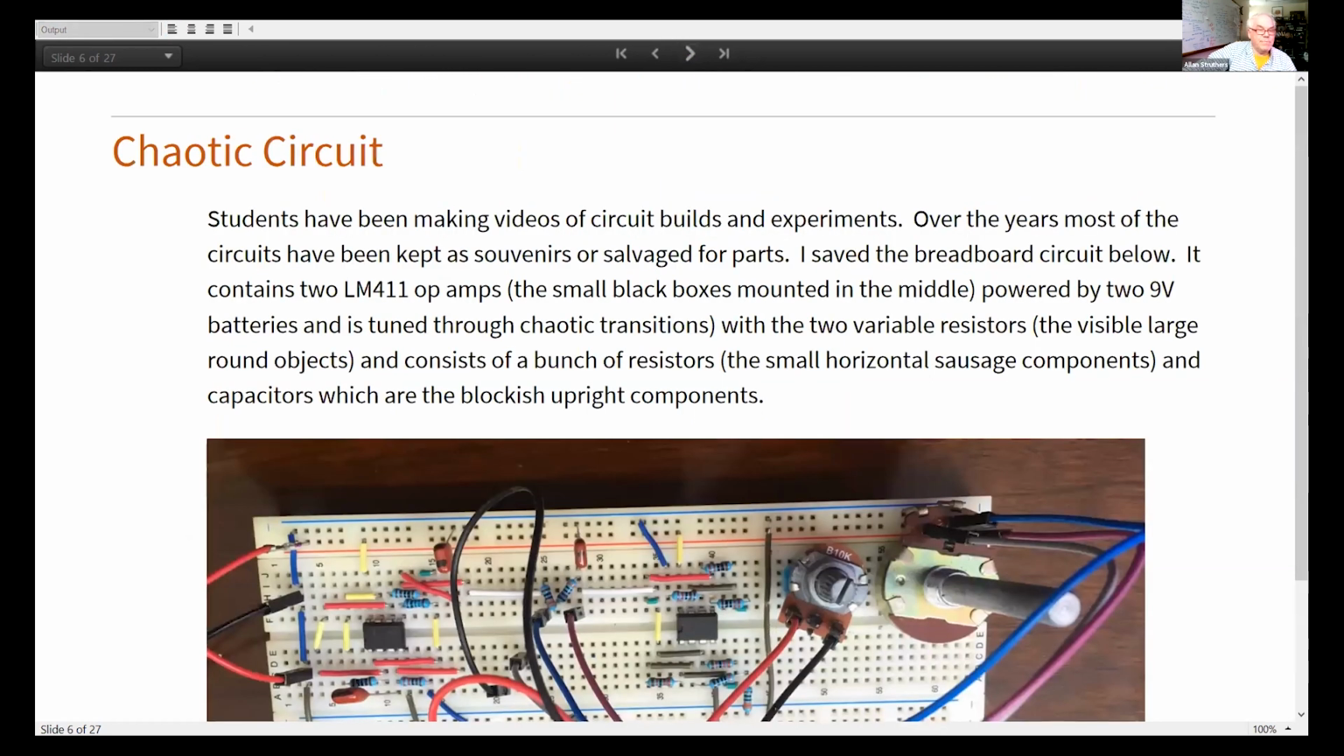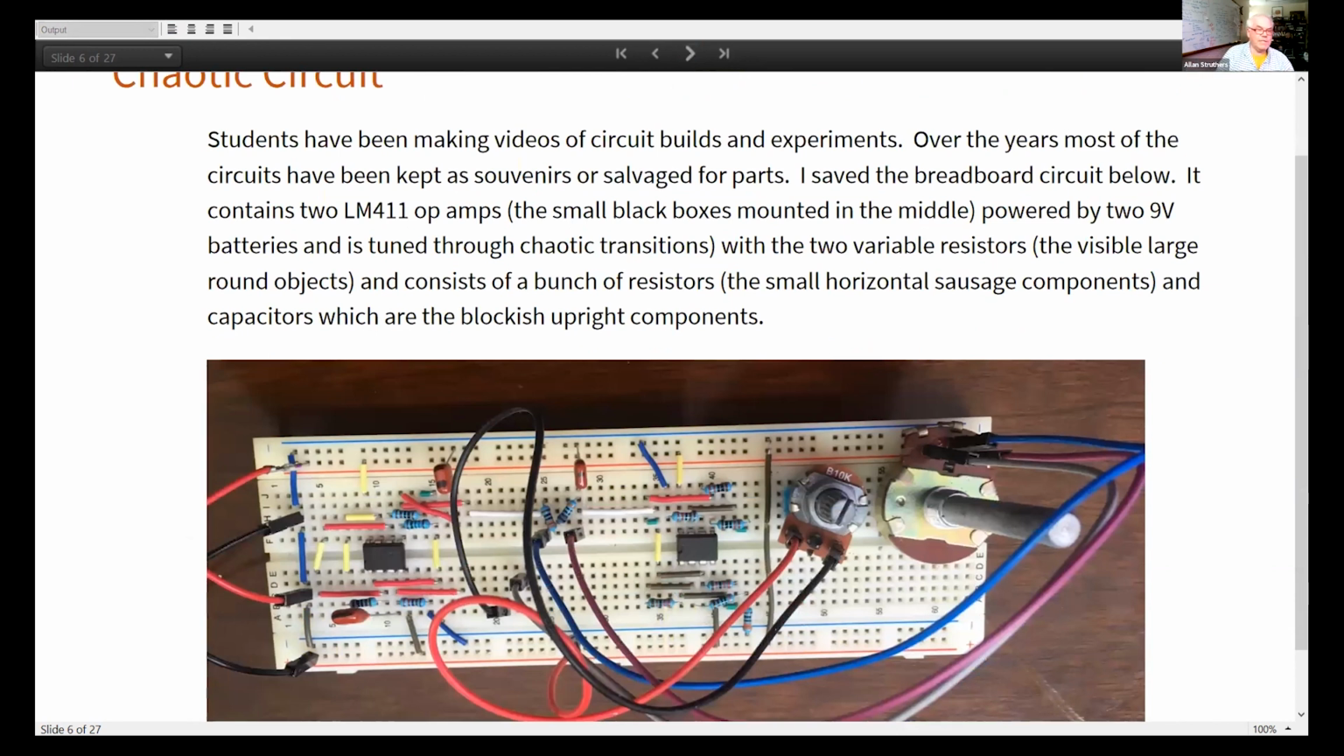And here is a picture of a student-made chaotic circuit. We're going to do some tutorial stuff, so I'm going to explain what the white thing is. The white thing is called a breadboard. The wires are pretty obvious. These round things are variable resistors. The little sausage things are fixed resistors.